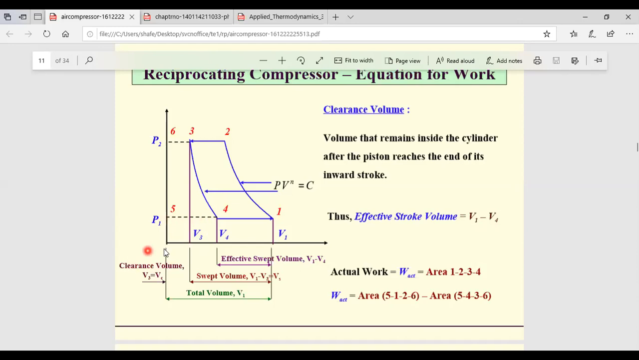Then if I consider this clearance volume, how is the work done formula going to change? Now you see 4 to 1, as I said, suction, compression, delivery, as well as expansion.